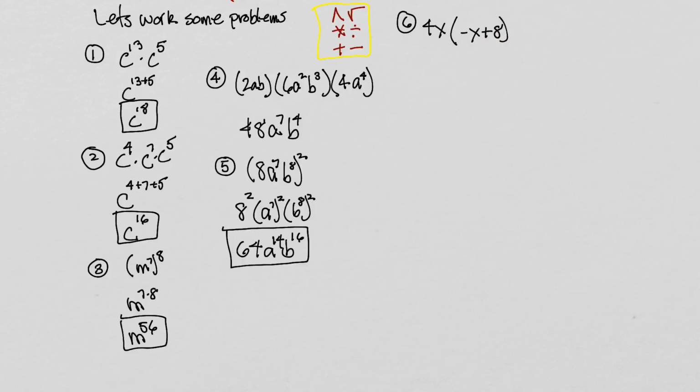So this is going to be 4x times negative x plus 4x times 8. And you can probably just do that step in your head. So this is going to be 4x times negative x is negative 4x times x, x squared. Right, you add the exponents. Plus 4 times 8 is 32x.